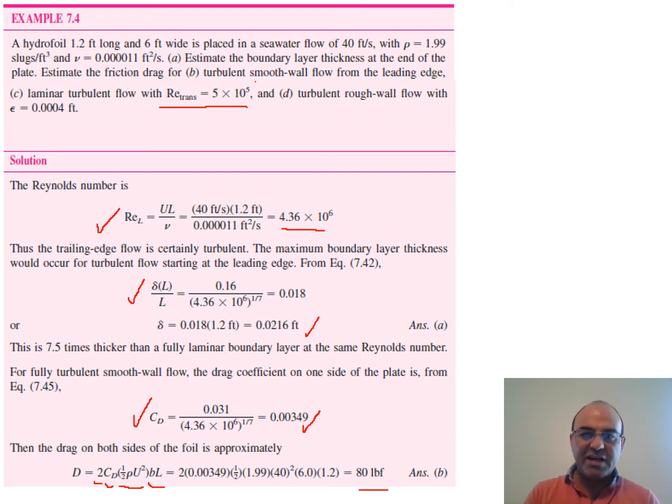And then finally part D, we want to consider it as a rough wall with a given roughness. So first we will do part C, transition with a given Reynolds number. The equations are just a function of Reynolds number. There is no roughness in part C.